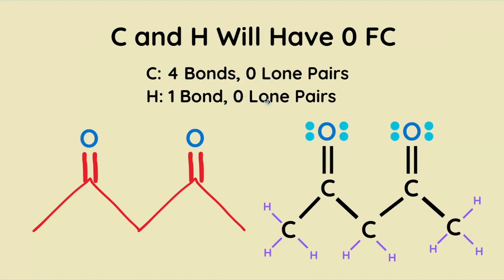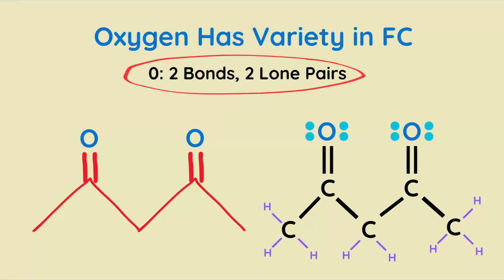Completely different concept. This means that because of where they are on the periodic table, C will have 4 sticks, H will have 1 stick, and they will both have no lone pairs. Oxygen is different based on where it is on the periodic table. With a 0 formal charge, it's going to have 2 sticks and 2 pairs of dots, as shown here, because there is no formal charge indicated.